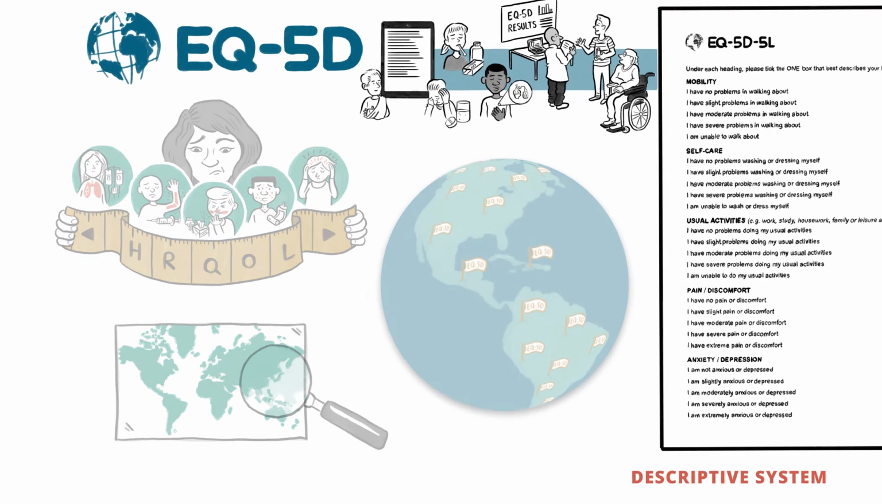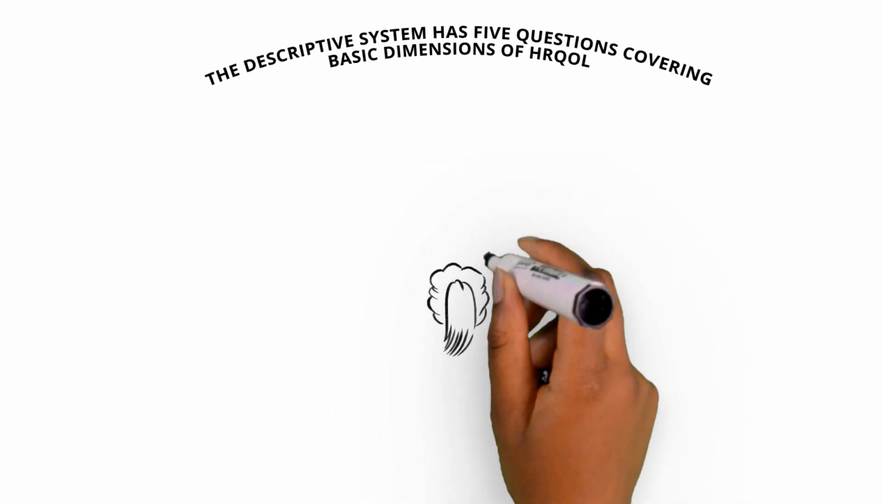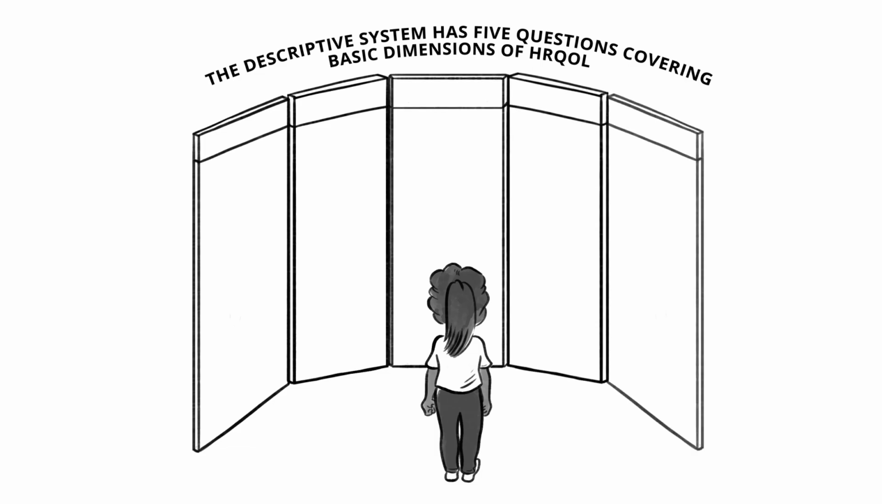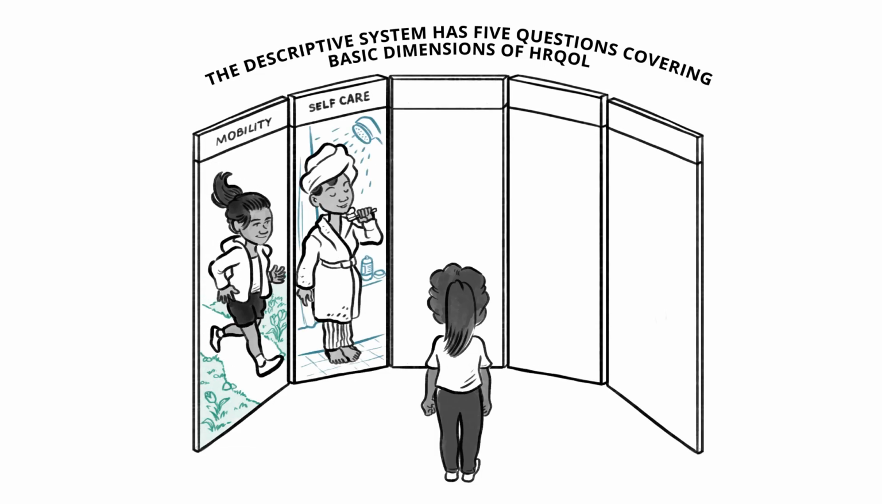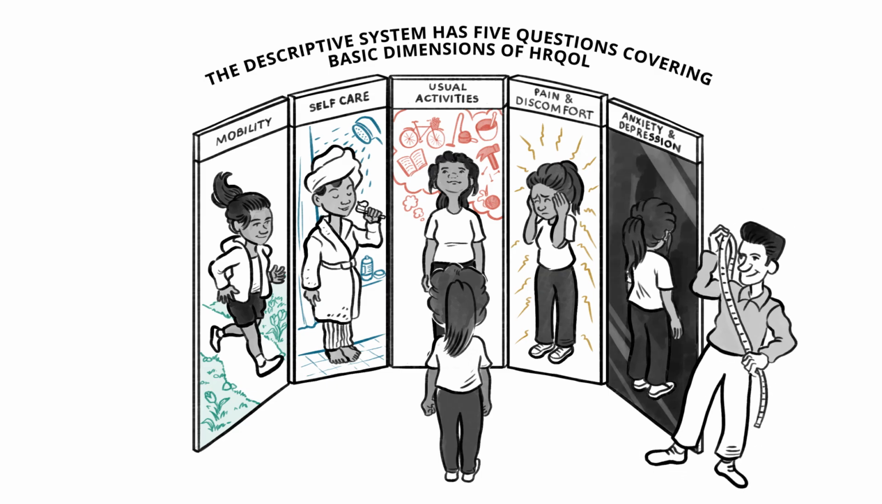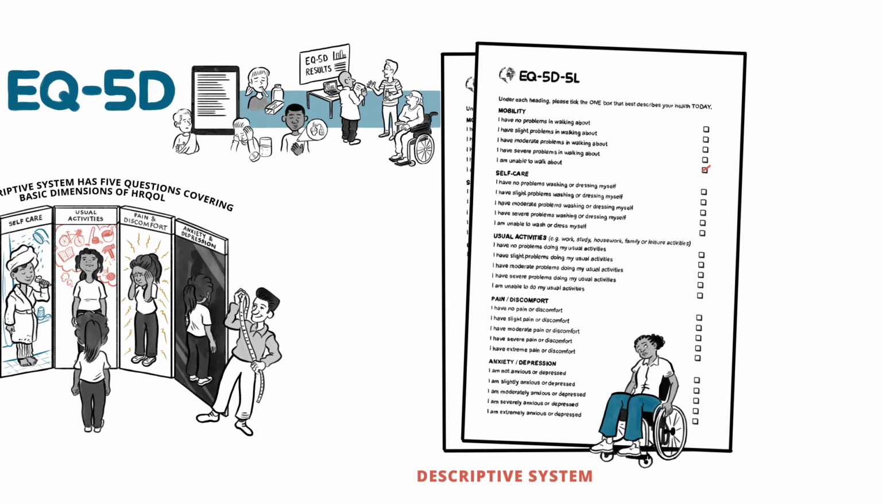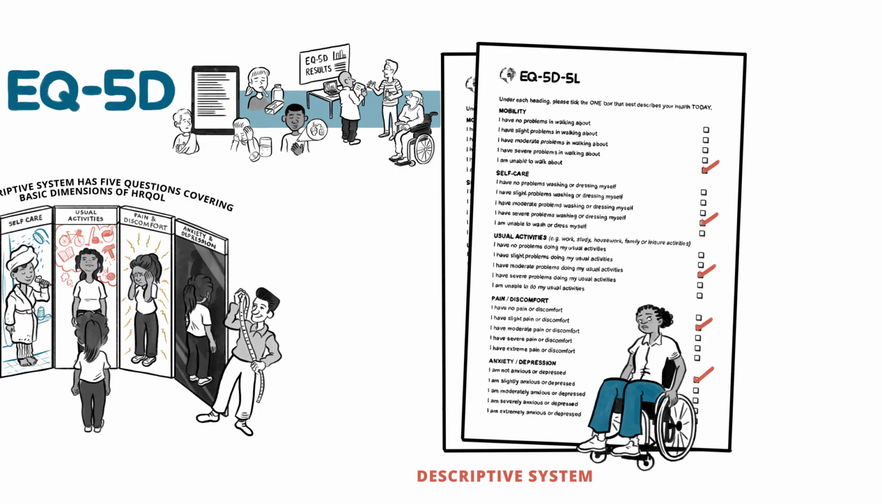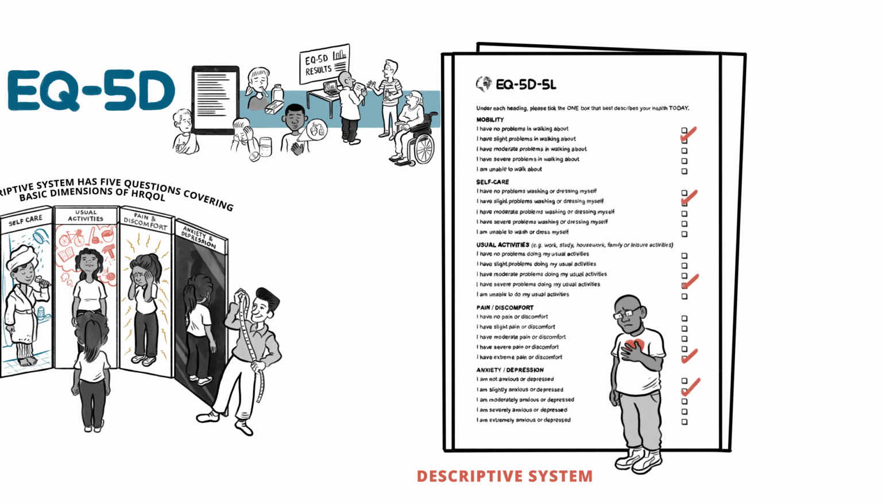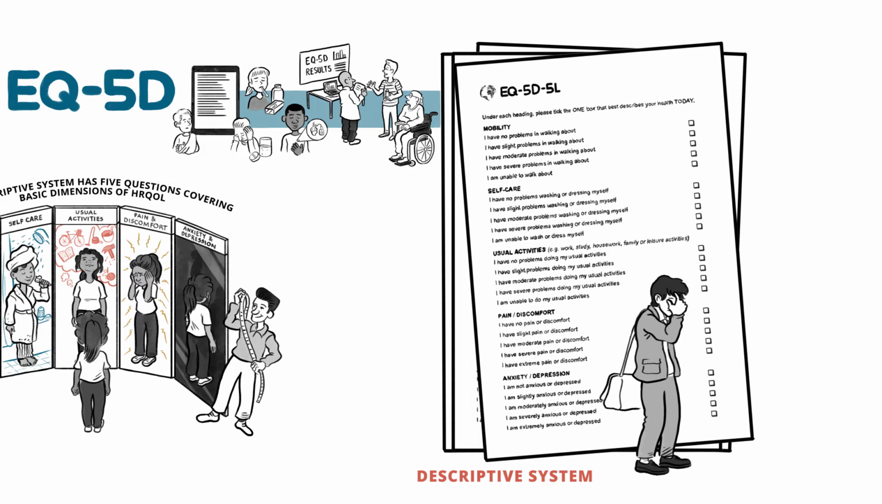a separate animation. The Descriptive System consists of 5 questions covering basic dimensions of health-related quality of life: mobility, self-care, usual activities, pain and discomfort, and anxiety and depression. In the EQ-5D-5L version, each question provides people completing the questionnaire with a choice of 5 answers corresponding to 5 levels of severity, which, when reported together, represent a health state.